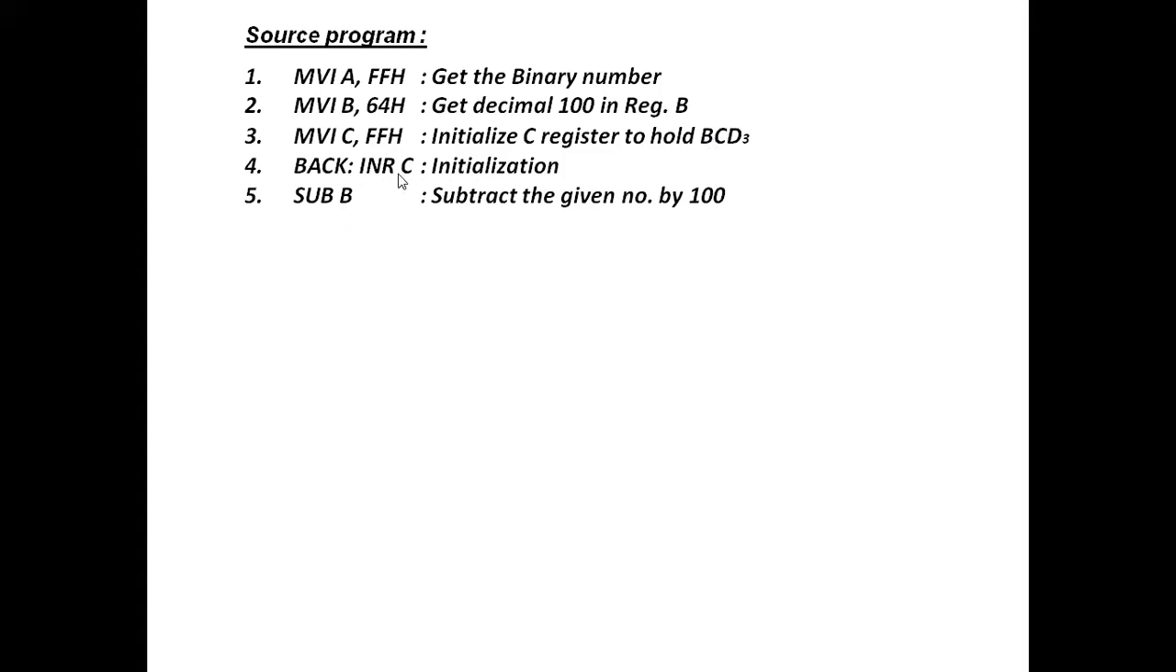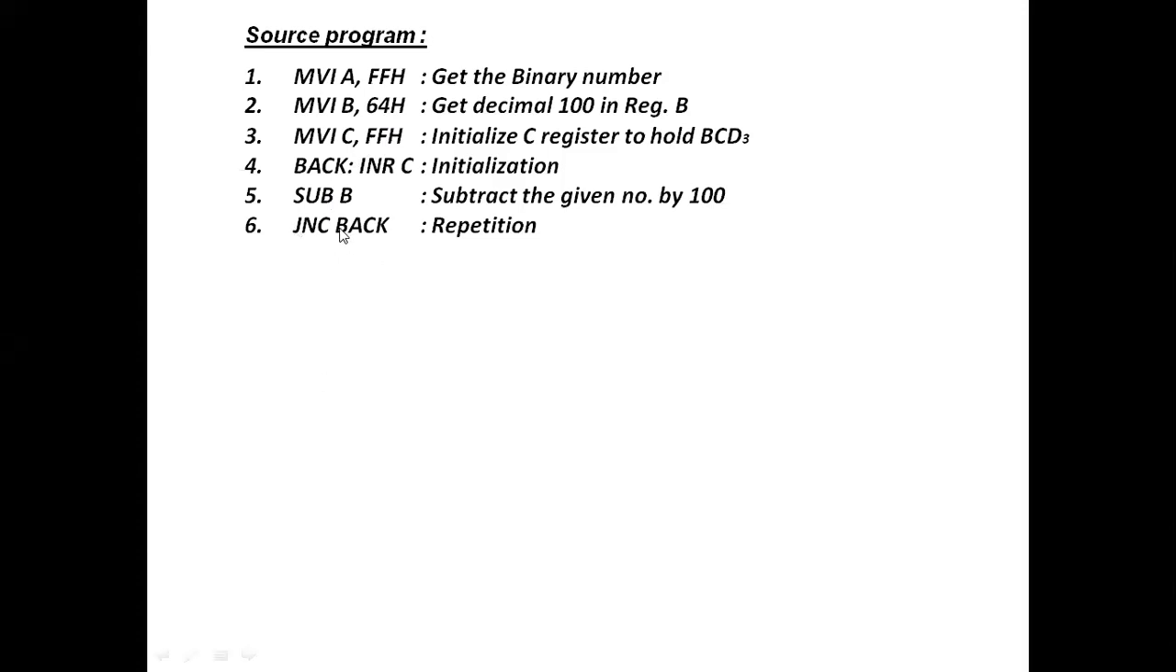We are going to subtract decimal 100 from 255, meaning FF is subtracted by 64. That is why we are doing SUB B. If we subtract decimal 100 from decimal 255, the result will be stored in the accumulator. So SUB B: B is subtracted from the accumulator, and the result, that is decimal 155, will be stored in the accumulator.